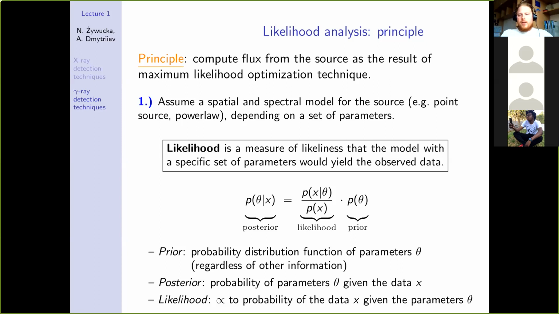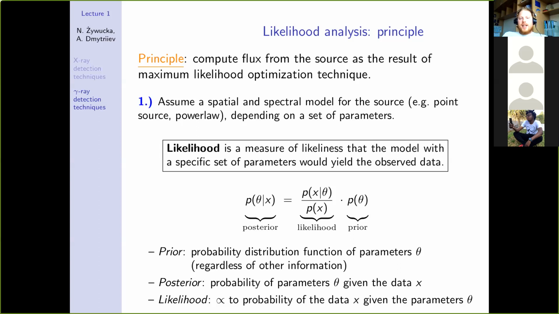And then we also have the spectral slope. So how tilted is the spectrum? Or if it has curvature, what is the curvature measure? These parameters can be varied. So we need to find the parameters for which we have the highest probability to obtain the data we observe under the assumed model. And for that, we use the likelihood approach.